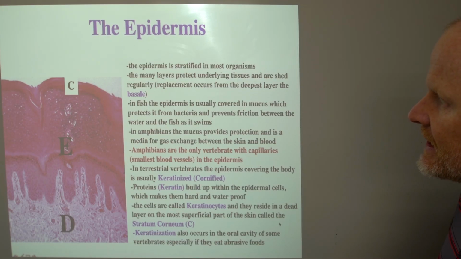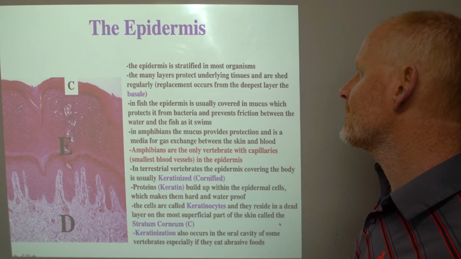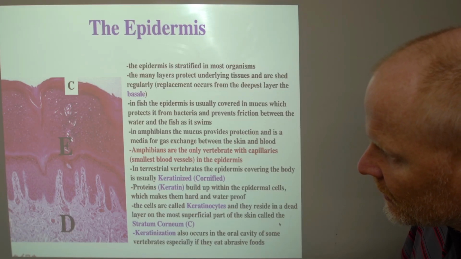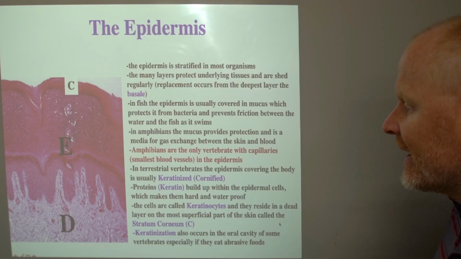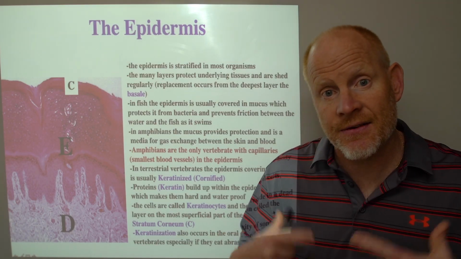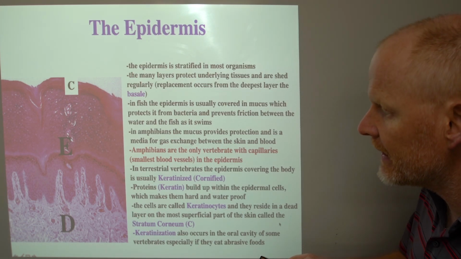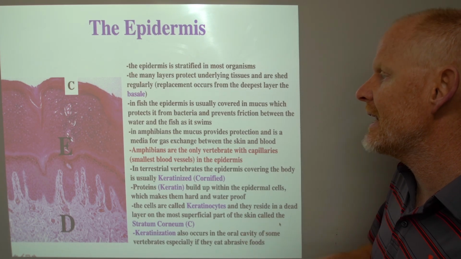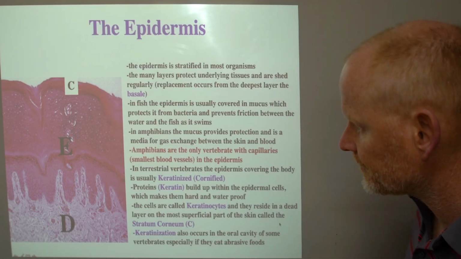The epidermis is a stratified squamous epithelium. The layers protect the underlying tissue, forming a beautiful boundary. The layer that's closest to the dermis, or the deepest layer, is called the basale layer, and it is the mitotic layer, producing tons of cells. It's always undergoing mitosis. New cells will be pushed up, and the oldest cells will be shed. So in most vertebrates, the skin is continually shed.